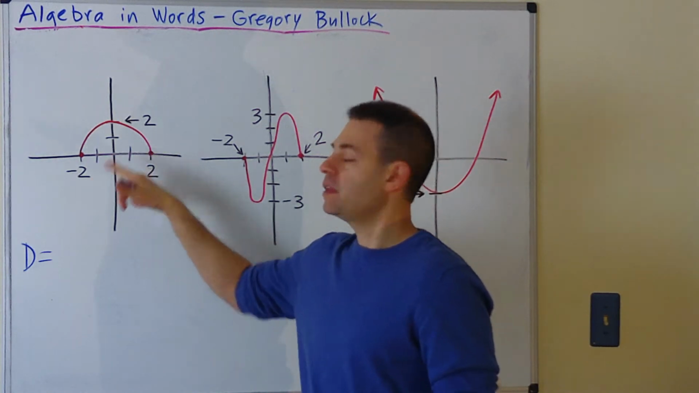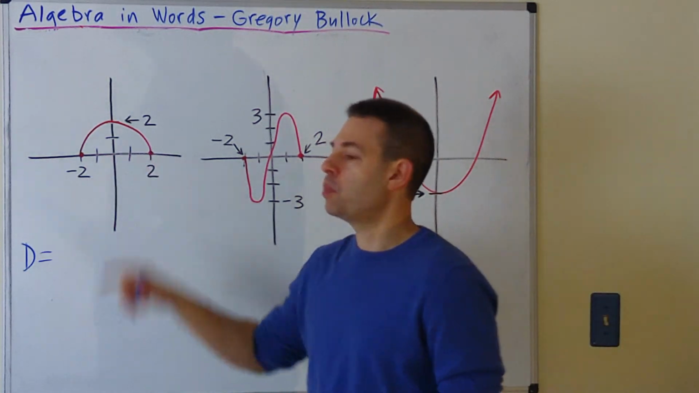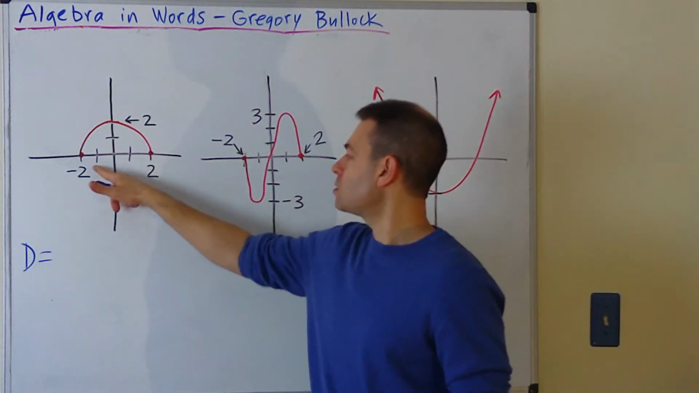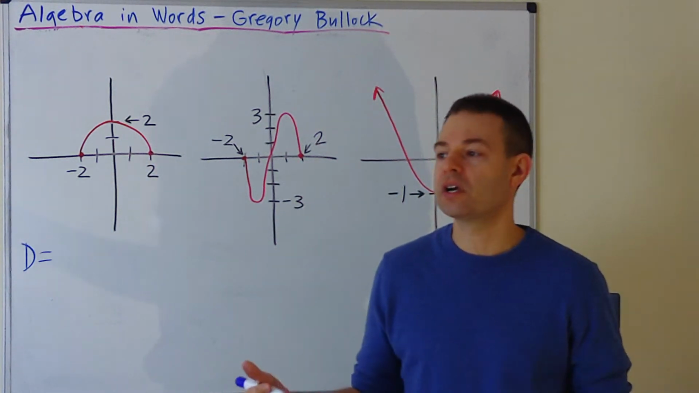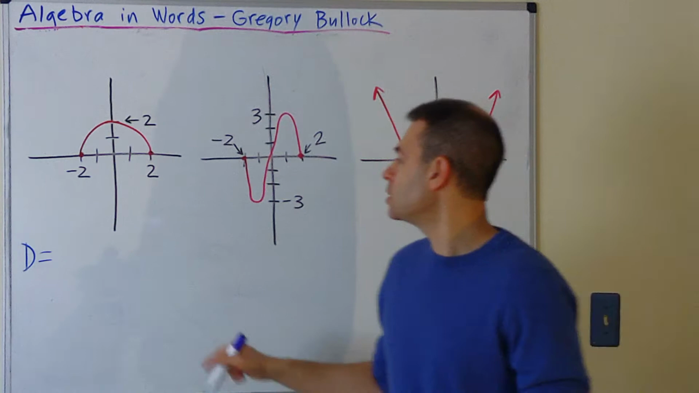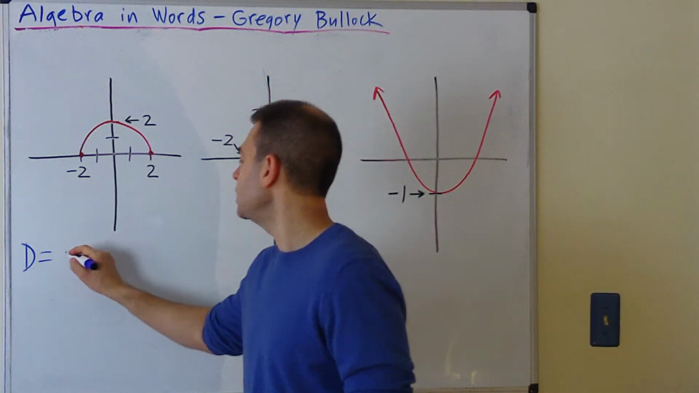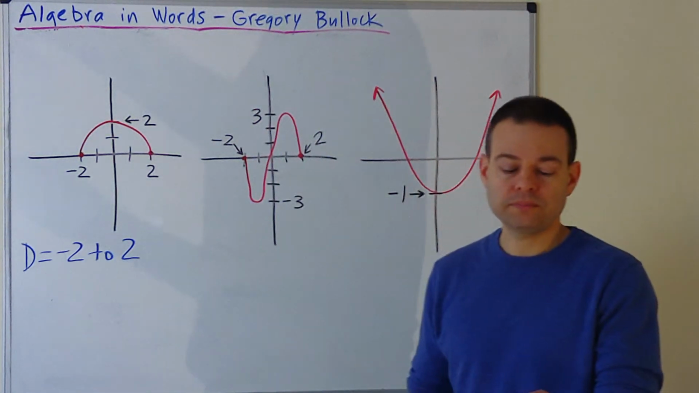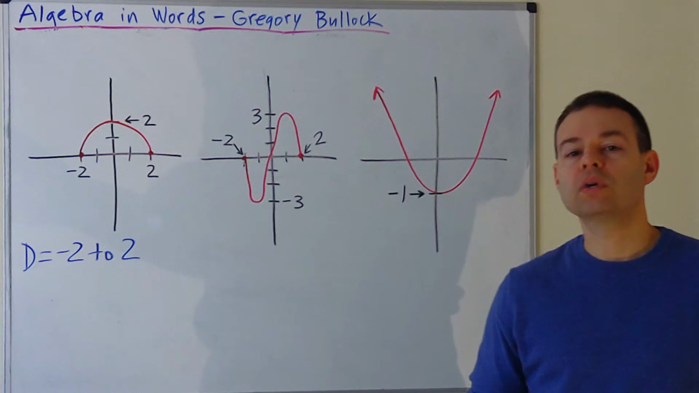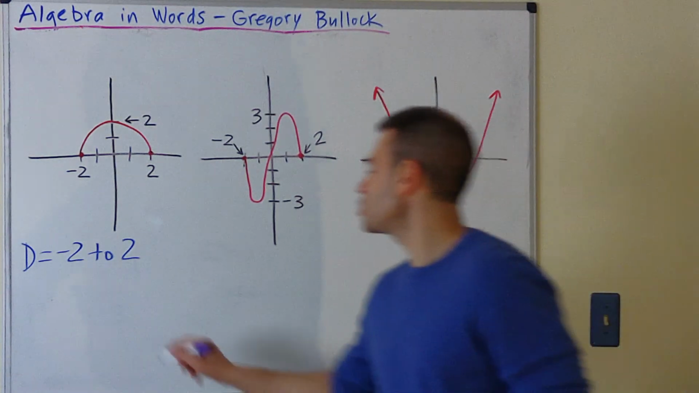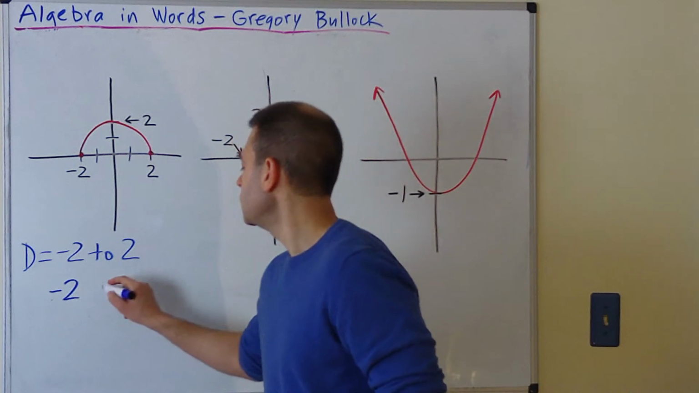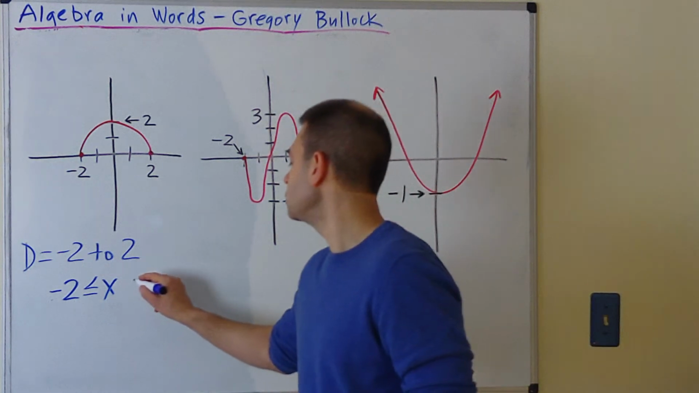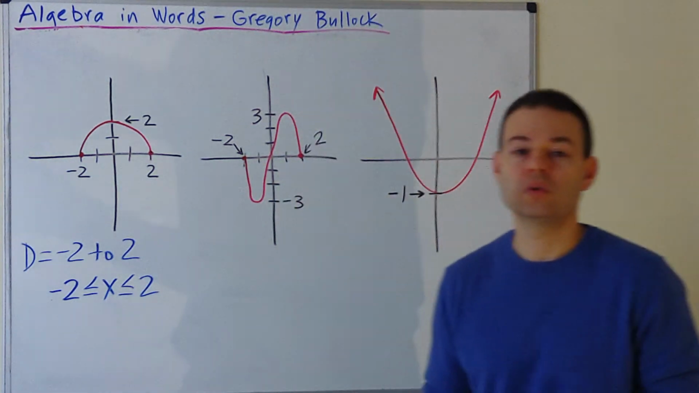Notice that on this graph, they start and end with points. There's not arrows the way that this has arrows. So since this starts and ends with points, they're like the hard start and finish. So anyway, long story short, the domain for this graph is going to be -2 to +2. But now we're going to write this like this. We're going to show it as -2 is less than or equal to x, which is less than or equal to 2.